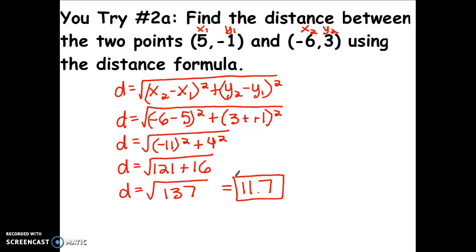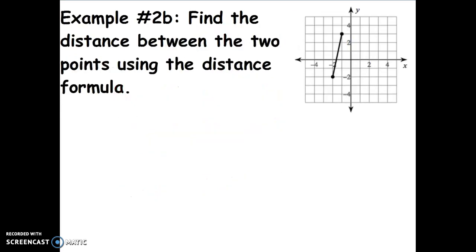Let's move on to example 2b. Example 2b, we're going to find the distance between the 2 points using the distance formula, and this time we're given a graph. So take a minute to write that down, press play when you're ready to work through it. Okay, so we're going to do this one the same way that we did the first two, except we're not given our ordered pairs. So we're actually going to have to find the ordered pairs.